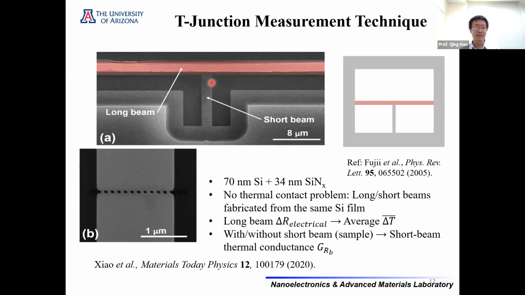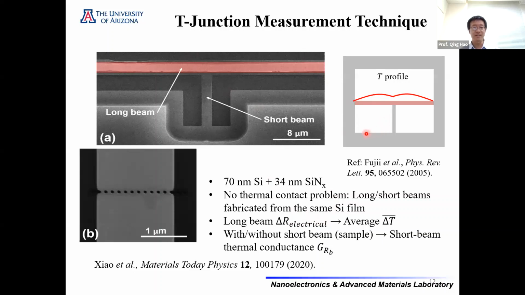For electrical insulation, we coat both beams with 34 nanometer silicon nitride. We should note that here the long beam and short beam are fabricated from the same silicon film on an SOI wafer, so there is no thermal contact problem. In the measurement, we pass a DC current to heat up the long beam, and the average temperature rise along the long beam can be measured from the electrical resistance increase of the metal line heater.